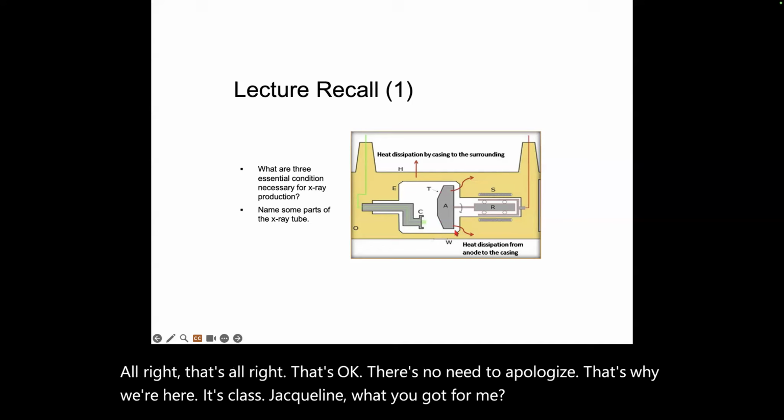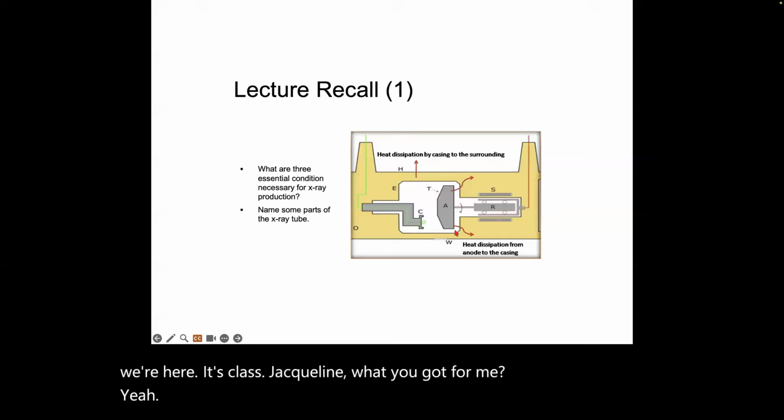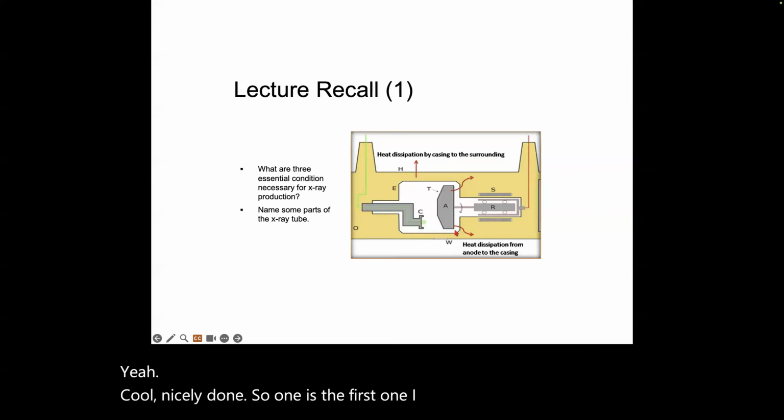Keeping the room cold. Yeah, cool. And the oil that surrounds the tube. Cool, that's in the tube. Nicely done. So the first one I mentioned was radiation. The second one was convection.